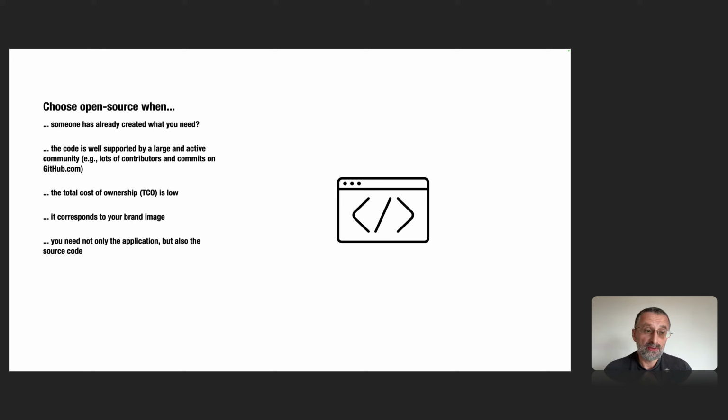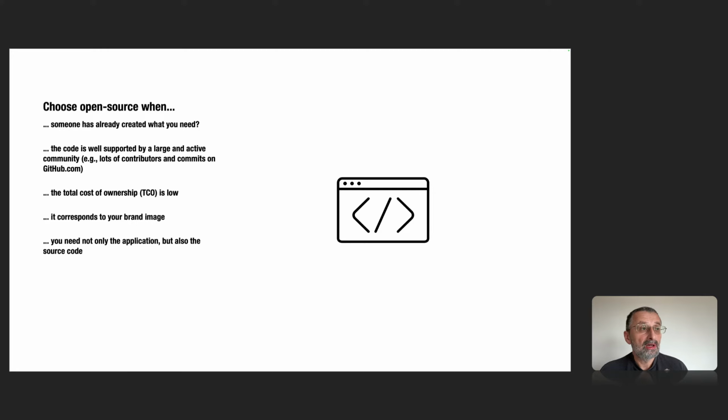Next, choose open source when the total cost of ownership of such a solution is low. Remember, total cost of ownership means all the potential cost now and in the future, including maintenance. It corresponds to your brand image. Sometimes there are brands which are really open source friendly, so then you can use it. Or you need not only the app but also the source code. This is typical for startups when you take into account that somewhere in the future you will sell yourself or a part of your company, so you need to prove that the code is yours.